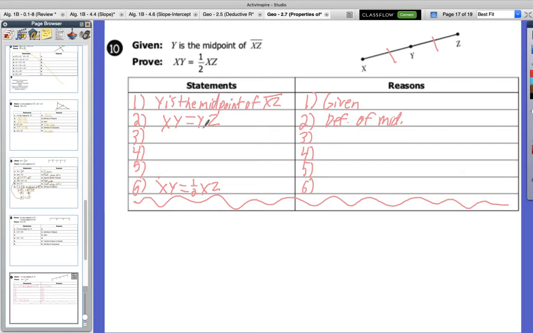Now in step 3, what can I do? Well, let's say segment XY plus segment YZ equals what? If I add up segment XY and I add up segment YZ, what can I get? Segment XZ. And that would be the segment addition postulate.